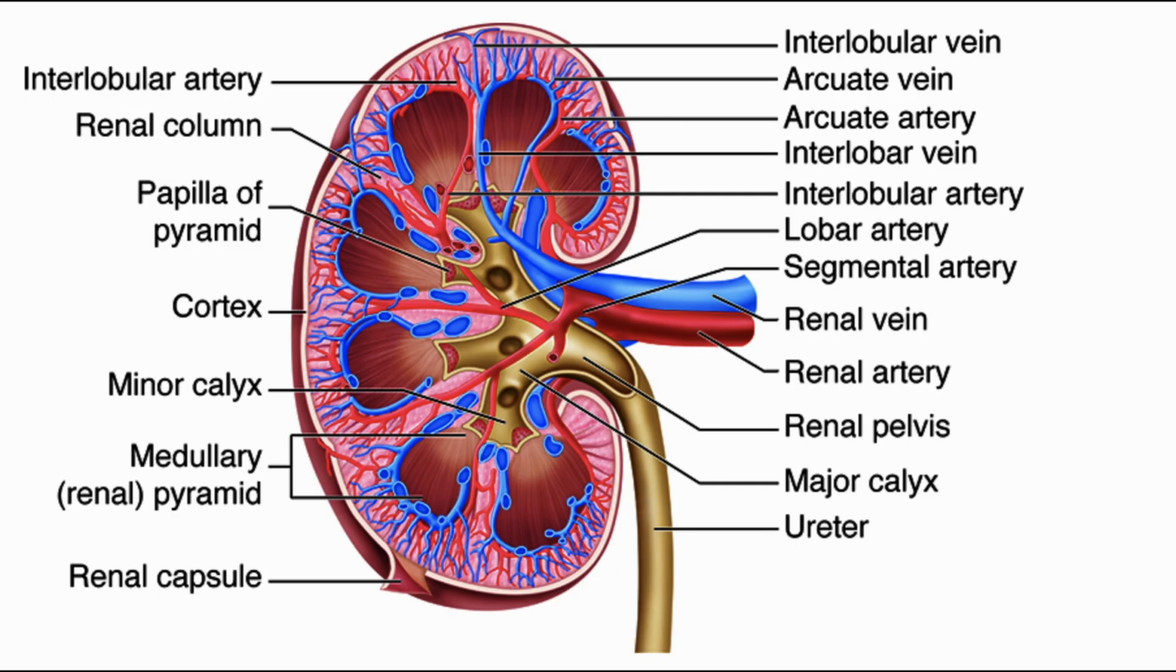A lot of blood goes to the kidneys. About 20% of the cardiac output goes to the kidneys. So how does the blood get in and out? The medulla is where this is made possible.